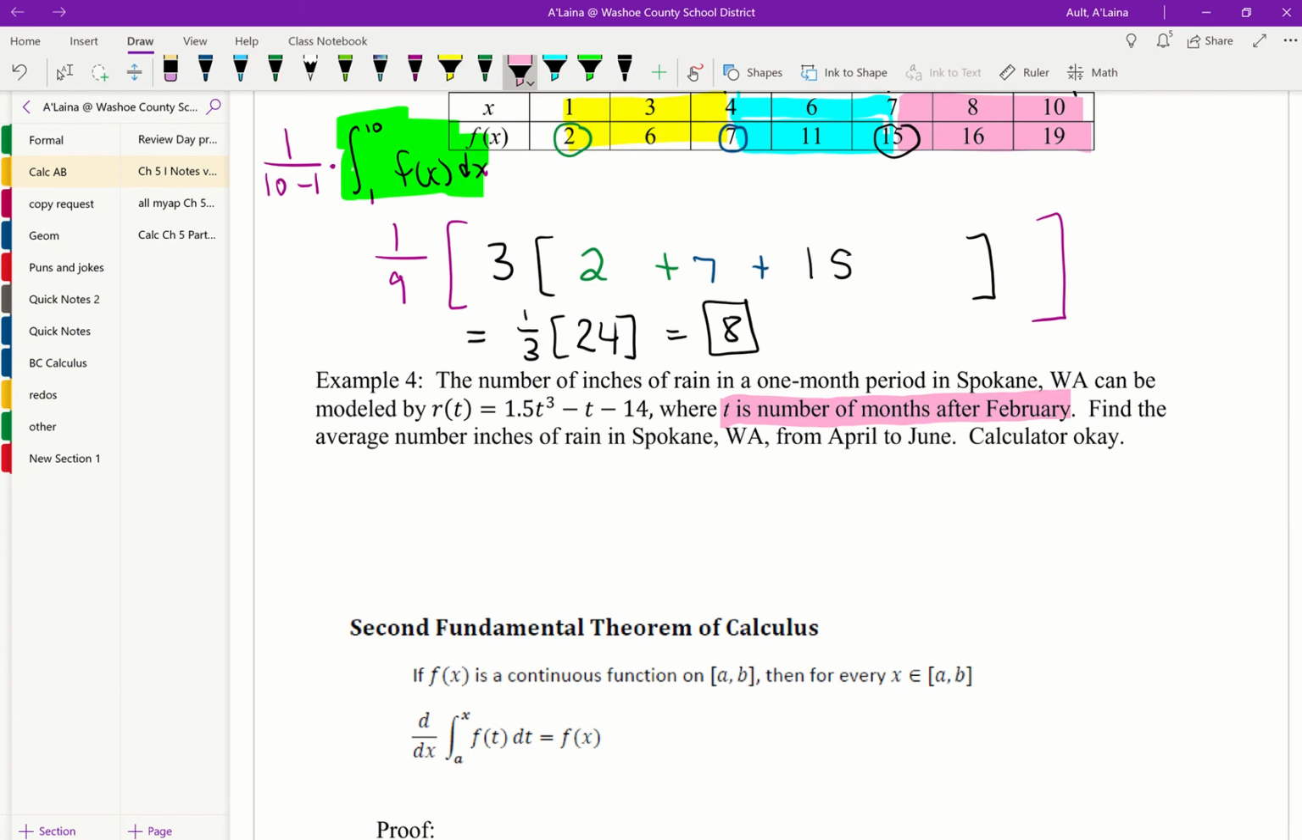We want to find the average number of inches of rain in Spokane.